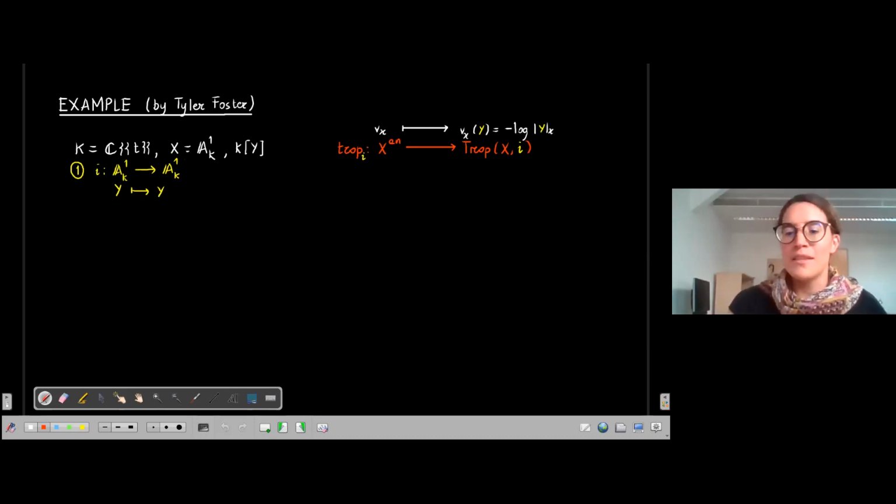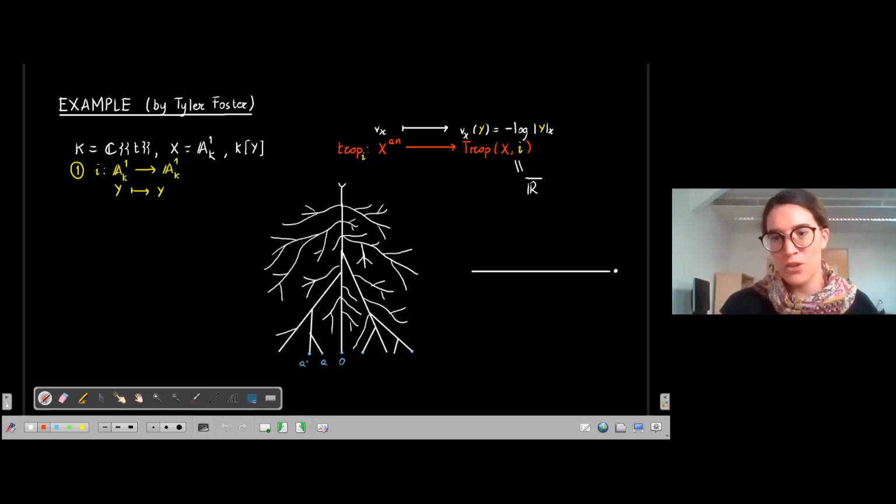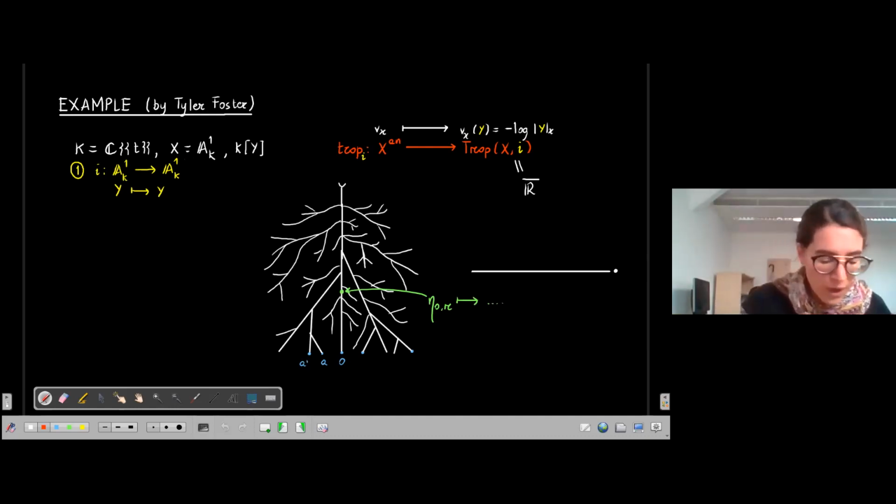So first, let's compute the tropicalization. This is really easy: it will be just all the elements in R bar. On the other side, I picture X^an. Now what we want to do is pick an element in X^an and see where it's mapped by the tropicalization map. So let's start with one element, let's start with eta_{0,r}. We want to understand where this is sent.